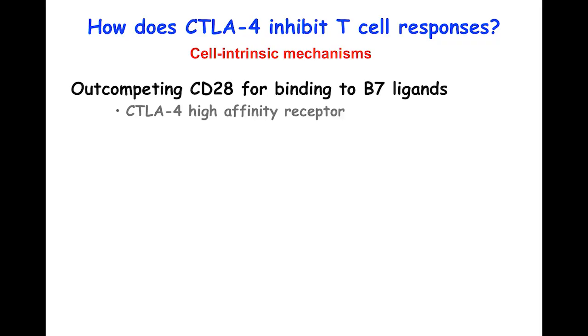So what do we know about how CTLA-4 inhibits T cell responses? And I'm going to divide this into 2 parts. The first is cell-intrinsic mechanisms, meaning CTLA-4 has a function on T cells that express it. So we know, and I've already told you, that CTLA-4 is the high-affinity receptor for the B7 molecules. So by virtue of this affinity, it could outcompete CD28 for binding these B7 molecules.